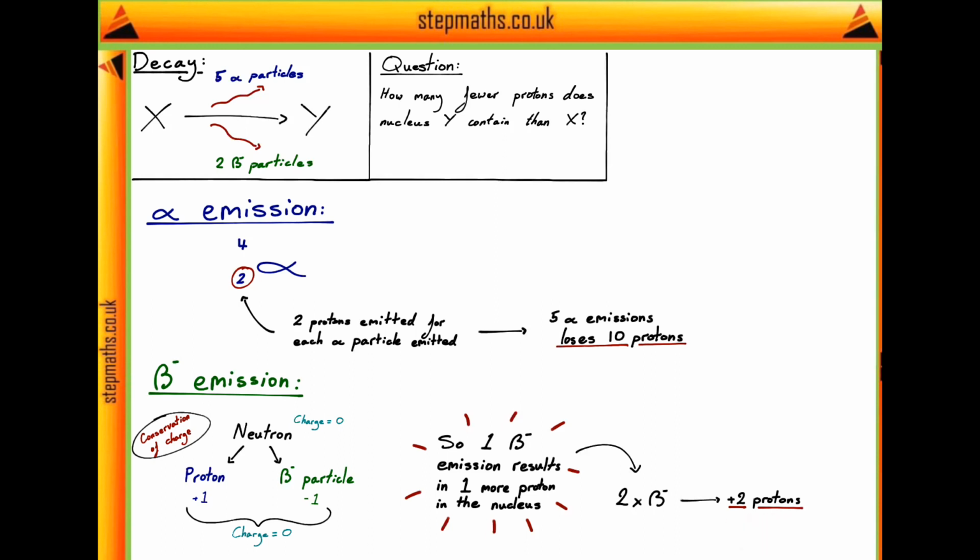Now that we've considered both of the different types of emissions, let's see what the difference in the number of protons is. So, we lost 10 protons with the alpha emission, yet we gained 2 protons due to the beta minus emissions. Therefore, in total, we should have lost 8 protons, giving an answer of B.